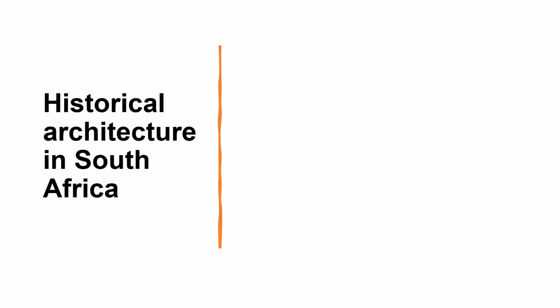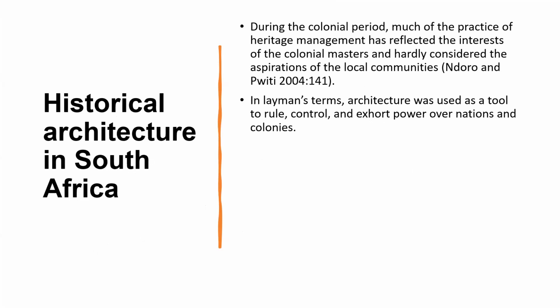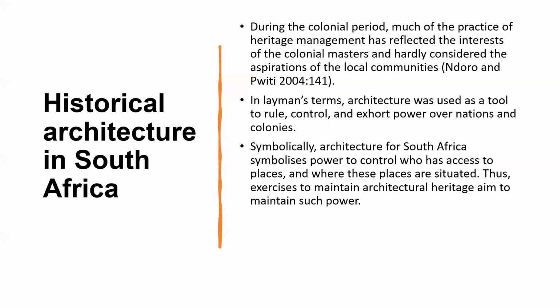Now let's look at historical architecture in South Africa. In layman's terms, architecture in South Africa was used as a tool to rule, to control, and exert power over nations and colonies. During the colonial period, much of the practice of heritage management reflected the interest of the colonial masters and hardly considered the aspirations of the local communities. If you go to places like Grahamstown, you would see the infrastructure and architecture is very much representative of a colonial period. This you'll find specifically in towns like Stellenbosch, your little dorpies, or in Grahamstown, and none of the local communities.